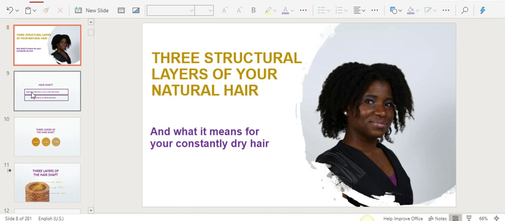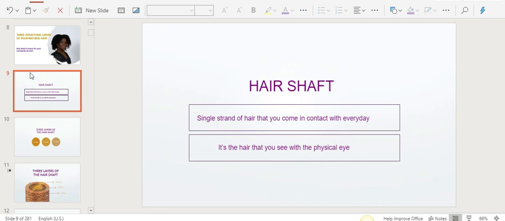today's lesson. Alright, so let me just quickly go over one term that I'm going to be using all throughout this course, and that is hair shaft. Hair shaft is simply this strand of hair that you come in contact with every day, and it is the hair that you see with your naked eye. So hair shaft is pretty much the hair that you currently see right now on your head. It is the individual hair strand that you see every day, that falls off, that breaks off. That's what we call a hair shaft.